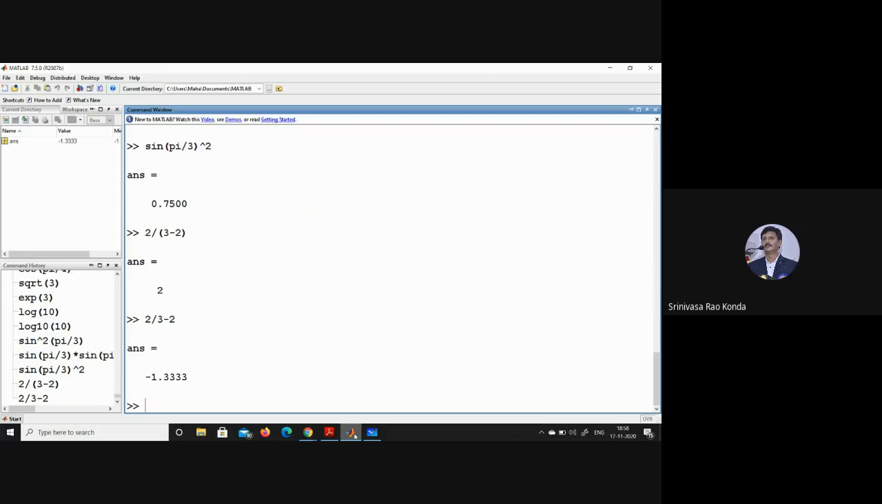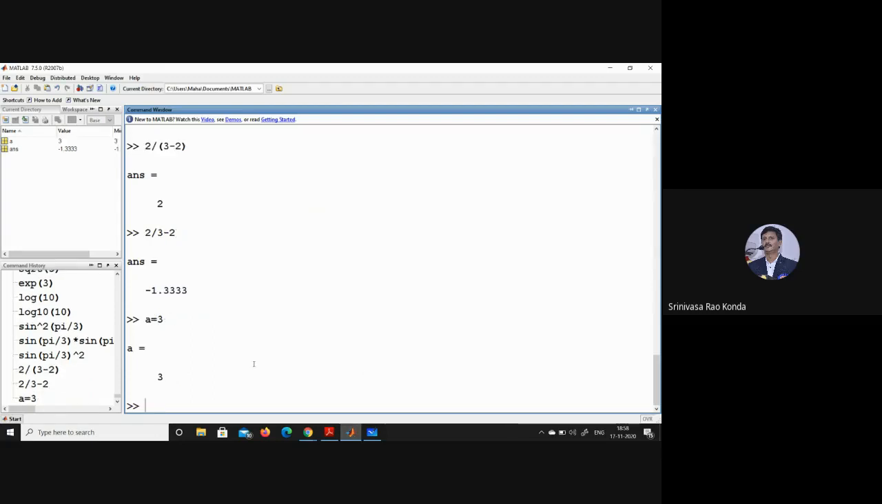Get started problem. Okay. So this is about how to enter commands in MATLAB. Now what I am doing is how to assign a value to a variable. For example, you see this one. A is equal to 3.